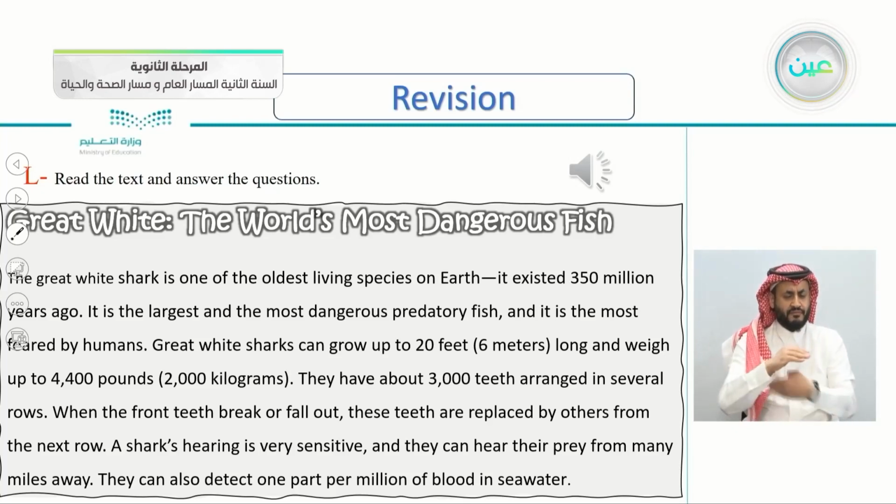The great white shark is one of the oldest living species on Earth. It existed 350 million years ago. It is the largest and the most dangerous predatory fish, and it is the most feared by humans. Great white sharks can grow up to 20 feet, 6 meters, long and weigh up to 4,400 pounds, 2,000 kilograms. They have about 3,000 teeth arranged in several rows. When the front teeth break or fall out, these teeth are replaced by others from the next row. A shark's hearing is very sensitive, and they can hear their prey from many miles away. They can also detect 1 part per million of blood in seawater.